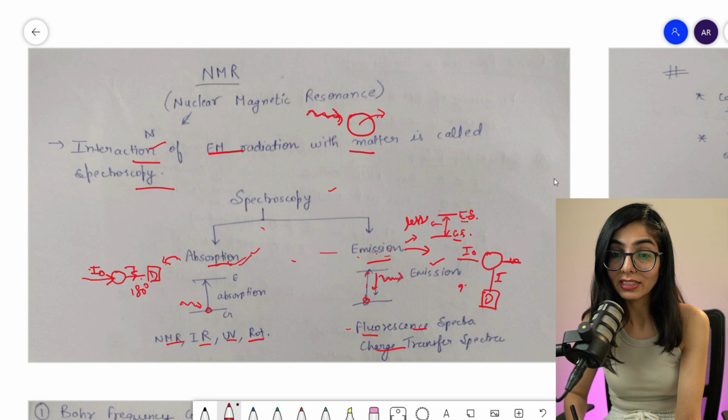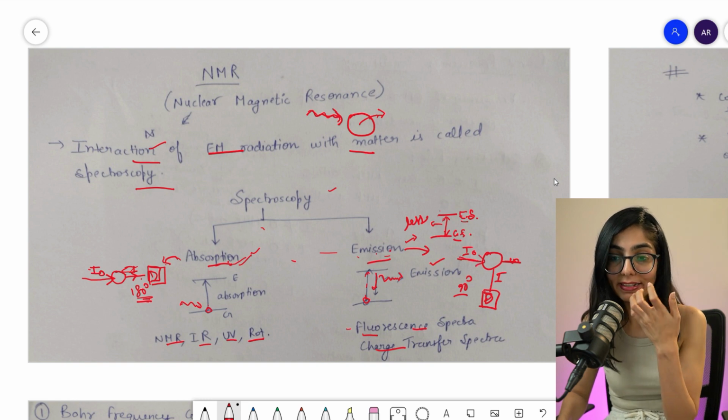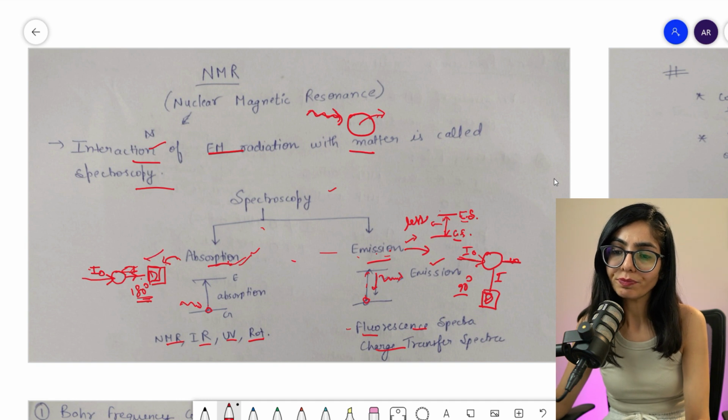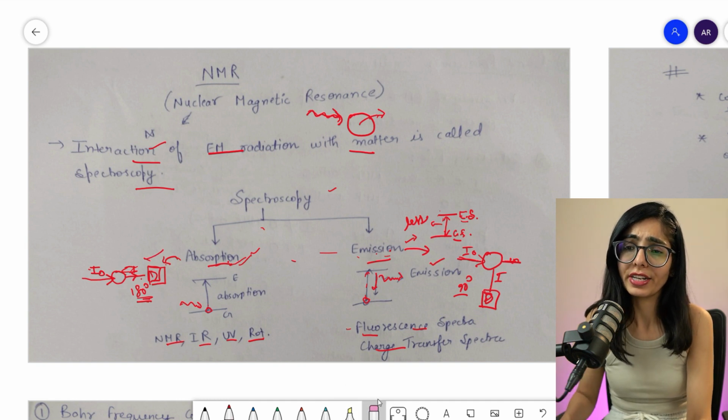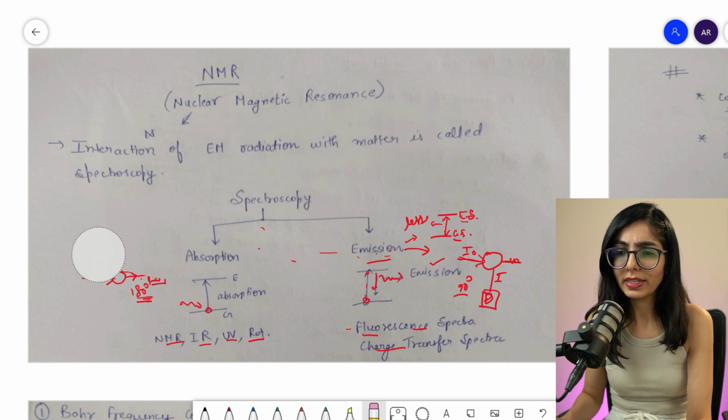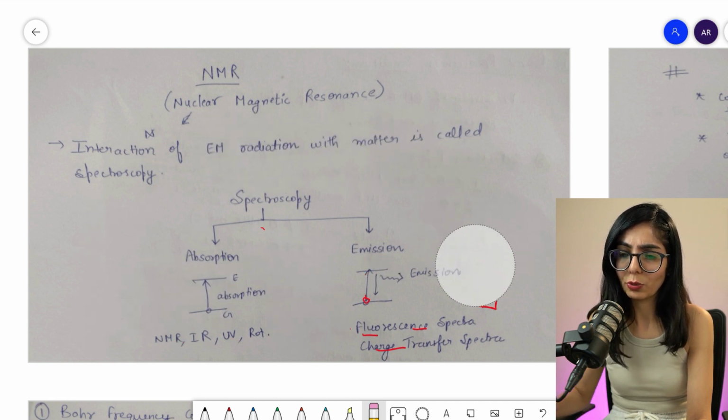So remember that in absorption, the detector will be placed at 180 degrees with respect to the matter, and over here the detector will be placed at 90 degrees as compared to the incident light, and same over here. So these are some basic definitions, if you want to understand the basic introduction of organic spectroscopy.